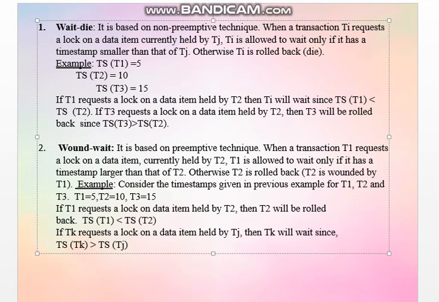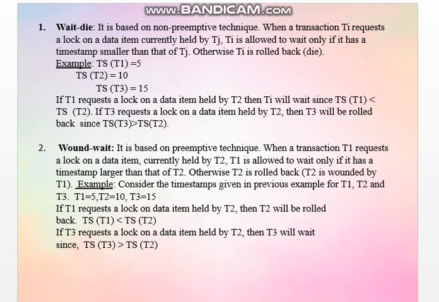In the other case, we have a transaction T3 which is requesting the data item held by T2. At that time T3 has to wait. Why? Because it has a timestamp greater than T2. So in the first situation we are wounding the transaction T2, and in the other situation we are keeping the T3 transaction waiting. So this is the prevention technique where the deadlock is prevented.